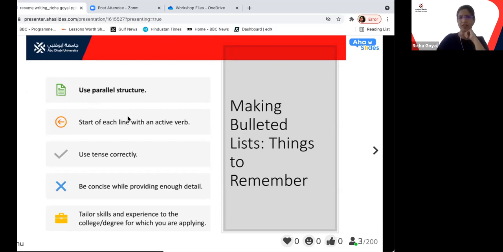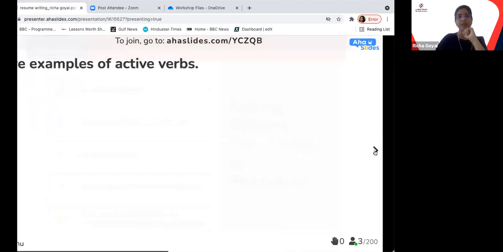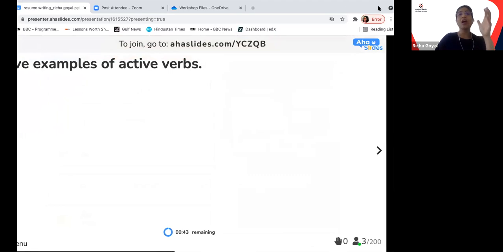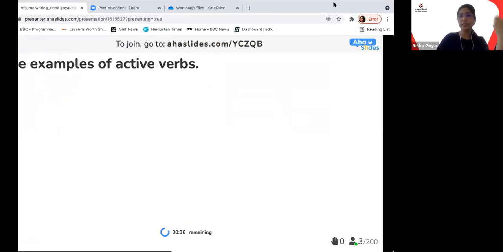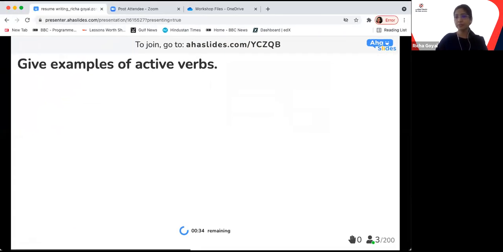Now, what is parallel structure and what do you mean by active verbs? This is something that we are going to look at in detail. So what are active verbs? I said in this bulleted list, you have to use active verbs. Can you give me some examples of active verbs? What are active verbs?